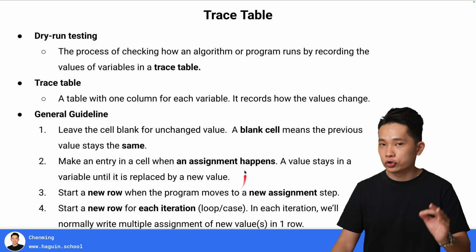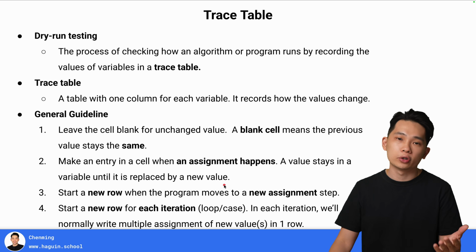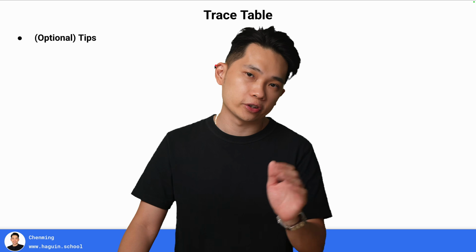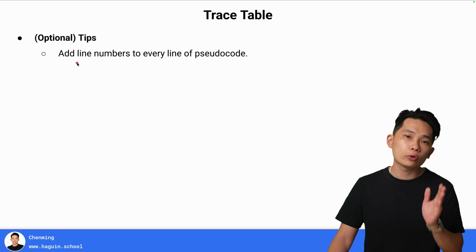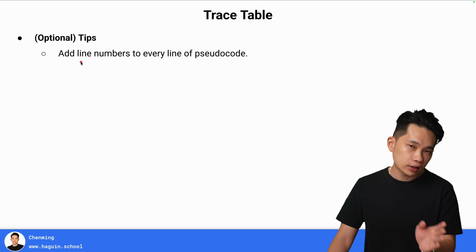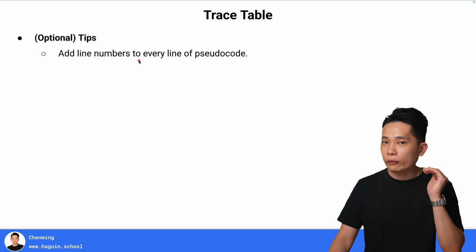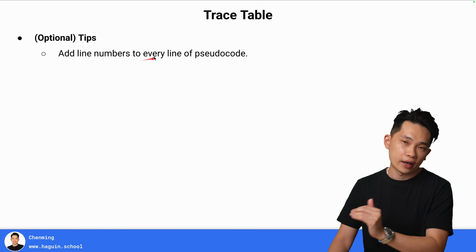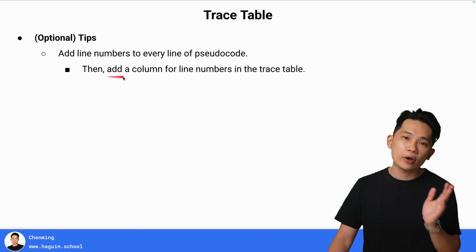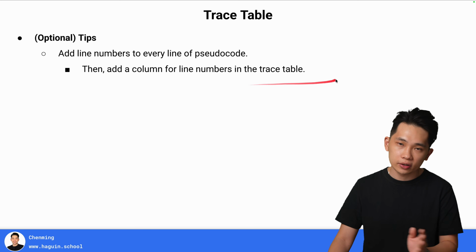So these are the general guidelines that I teach my students to follow when it comes to trace tables. And let me give you some tips for trace tables. I will normally add line numbers to every line of pseudocode, meaning that on top of the existing pseudocode, I will add line numbers on the left. And then next, I will add a column for line numbers in the trace table.